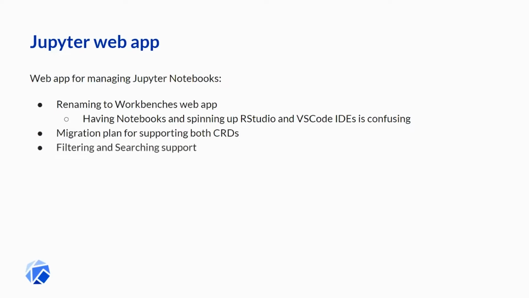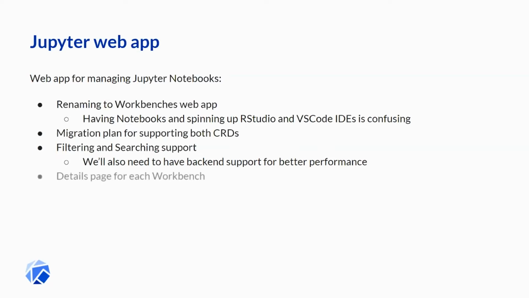We have some other more generic functionality that we wanted to implement, such as filtering and searching support for the front ends to allow us to more effectively find the resources that we want. Although initially we're also going to do this on the front end side, we're also going to need to start discussing how to do this in the back end, and have some pagination and work more efficiently with the Kubernetes API to achieve that.